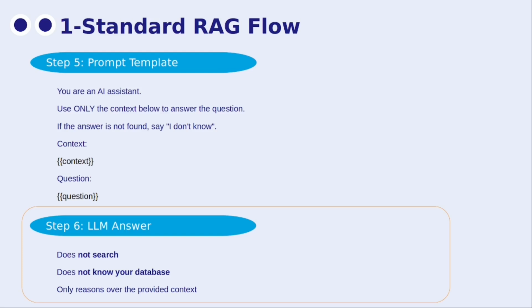Step number 6, LLM answer. Finally, the LLM generates the answer. Important message: the LLM does not search. The LLM does not know your database. It only reasons over the provided context. That is why RAG is deterministic, not magical.